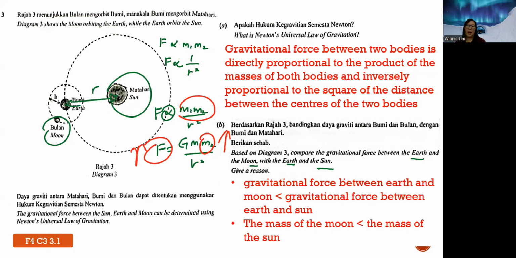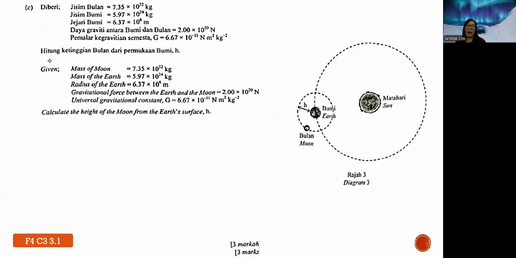The gravitational force between Earth and Moon is less than the gravitational force between Earth and Sun. Why? You can say the mass of the Moon is less than the Sun, or vice versa, the mass of the Sun is greater than the mass of the Moon. This is the idea from Form 4, the topic of gravitation. Then move on.